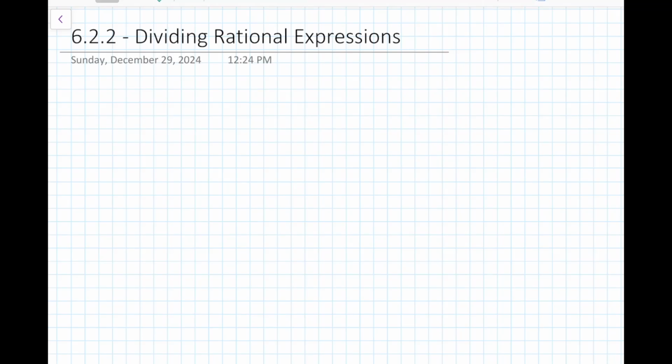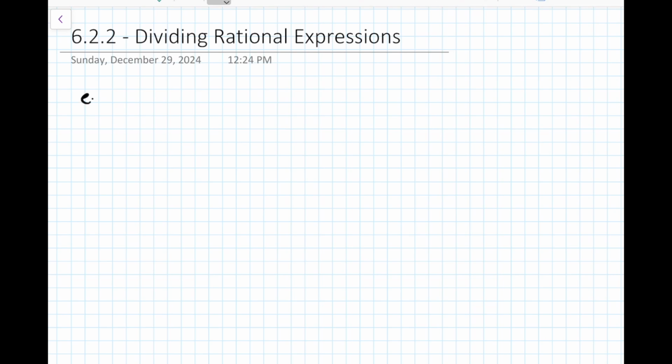In this video, I'm going to be going over how to divide rational expressions. So it's the second video I'm making for section 6.2. If you haven't already learned how to multiply rational expressions, do make sure you go back and check out the video for that before you watch this one, because otherwise this one's not going to make a whole lot of sense. So, dividing rational expressions.